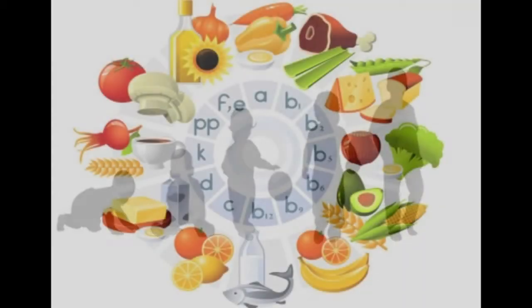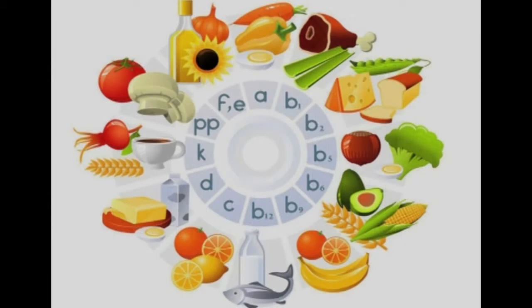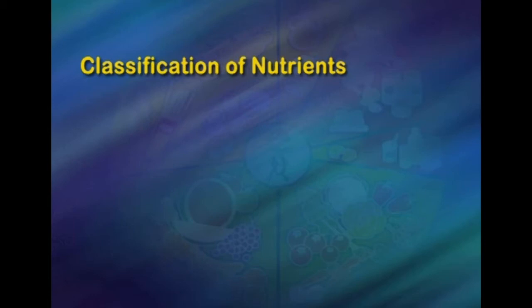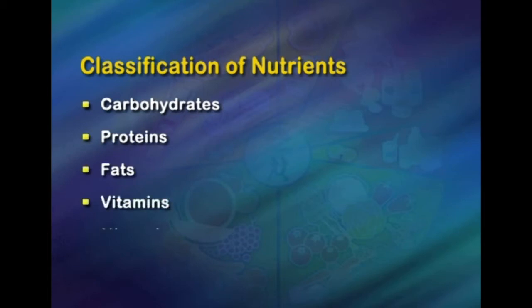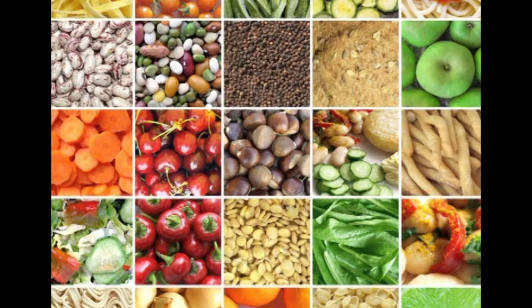Now, these foods are classified based on the chemical component. So, when we say classification of nutrients, they are classified as carbohydrates, proteins, fats, vitamins, minerals, and water. Fiber also plays a very important role in our diet.